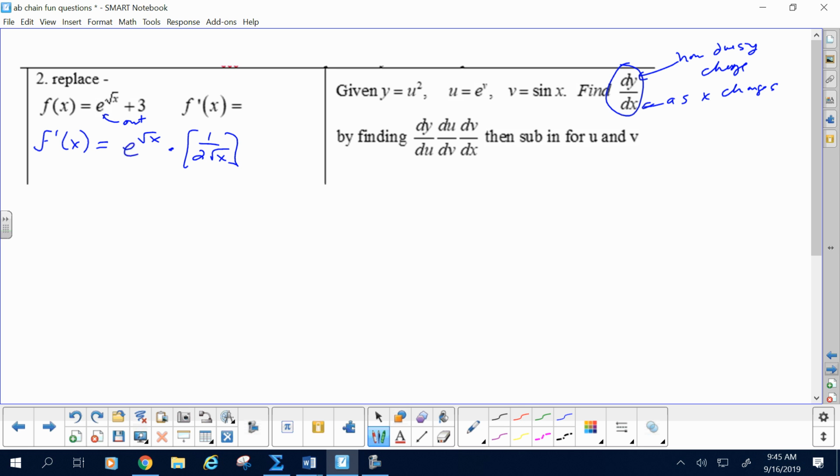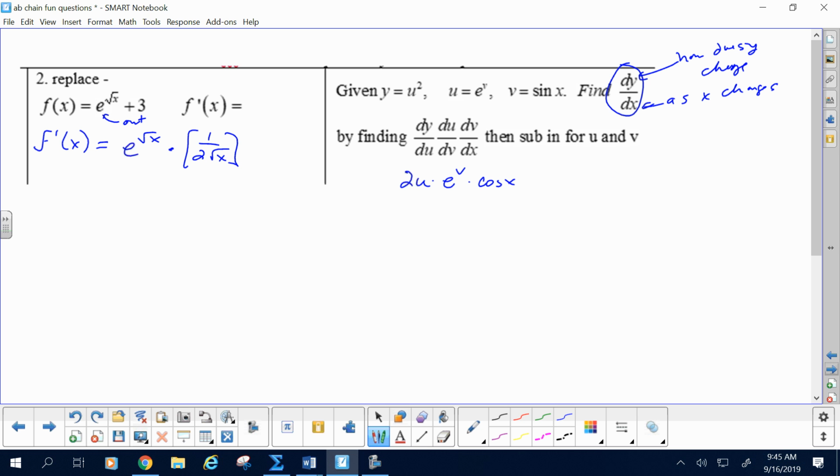So start by saying, what is dy/du? How does y change with u? 2u. Then du/dv, how does u change with v? e to the v. And then how does v change with x, or what is dv/dx? Cosine of x.